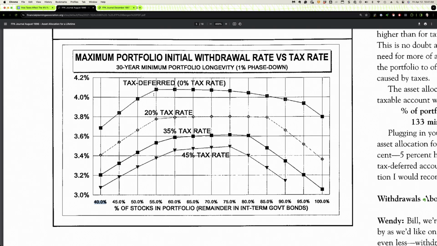In this case, 55% is right here. And for a tax-deferred account, it gets you a sustainable rate of about 4.1%, consistent with his 94 paper. In a taxable account, though, assuming a 20% tax rate, it drops to roughly 3.8. But boy, at a 35% tax rate, again, these are 1990 taxes, it goes below 3.6, closer to 3.5, and it gets even lower at that particular asset allocation at a 45% tax rate.